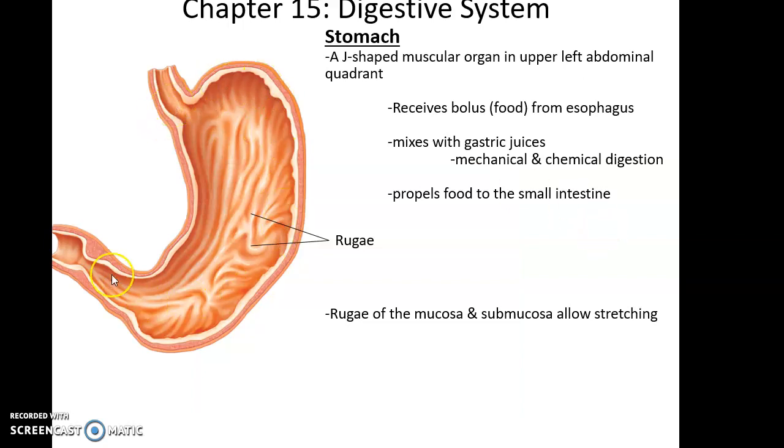And that brings us to the stomach. The stomach here, as you can see, is sort of a J-shaped organ. It is in the upper left abdominal quadrant. It is important. It receives the bolus or food from the esophagus.